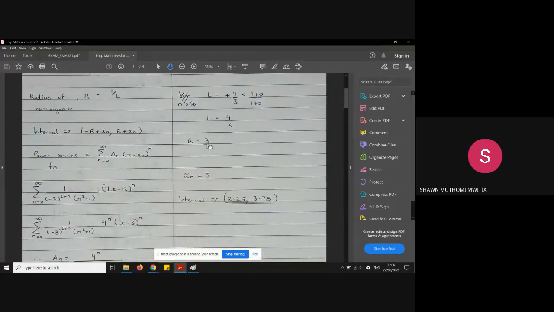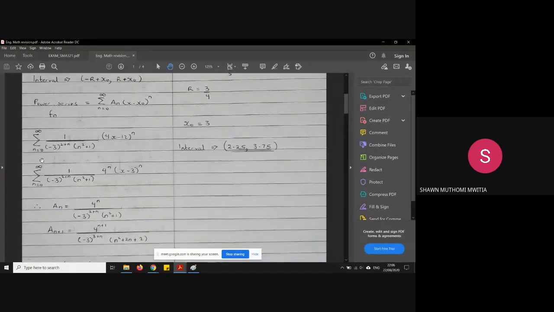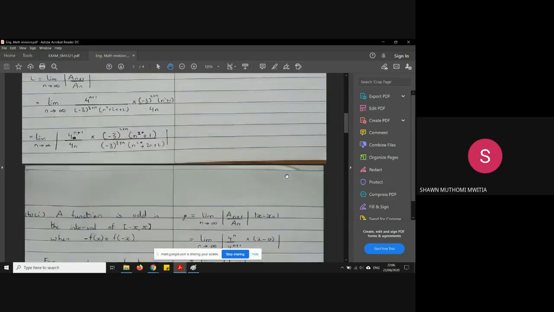The inverse of L will give us the radius. X naught here. You see, the format of the formula is X minus X naught, because straight away you just get 3. So you get this as the interval.